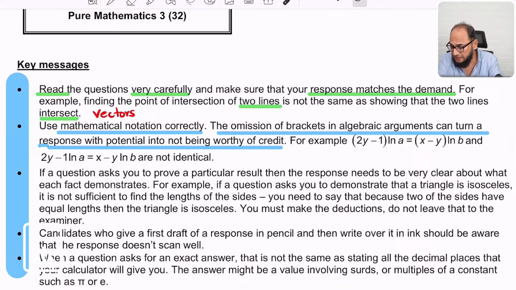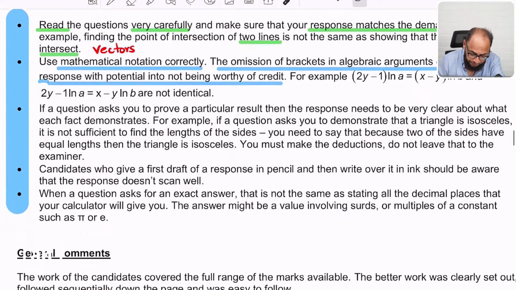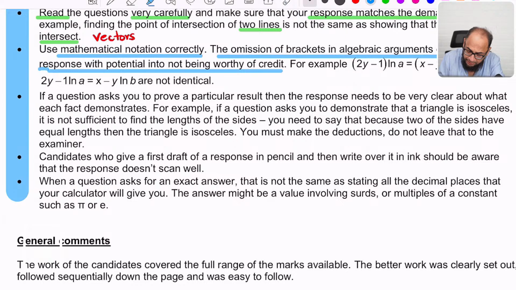People, what I ask from you is that at least go over the key messages so that you have a complete idea exactly what the examiner is concerned about, what the examiner is expecting of you. The next one, that is this thing. If a question asks you to prove a particular result, then the response needs to be very clear about what each fact demonstrates.